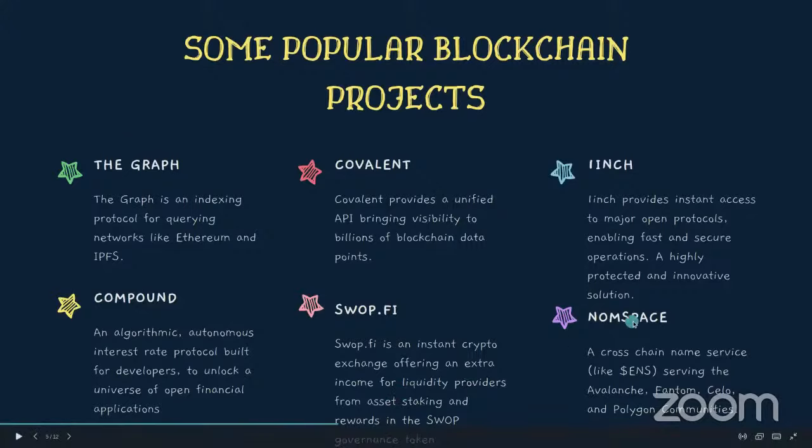Then we have NumSpace. NumSpace is a cross-chain name service, just like ENS, serving the Avalanche, Phantom, Celo, and Polygon communities. Just like ENS, which is the Ethereum name service, NumSpace is a name service. It's not just on a single blockchain. It's cross-chain, which means on multiple blockchains.